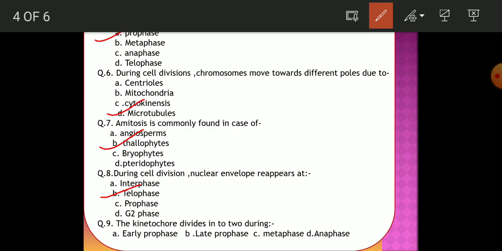Next, the kinetochore divides into two during early prophase, late prophase, metaphase or anaphase. Here are the four options: early prophase, late prophase, metaphase, anaphase. In which phase does the kinetochore divide into two? The answer is anaphase.